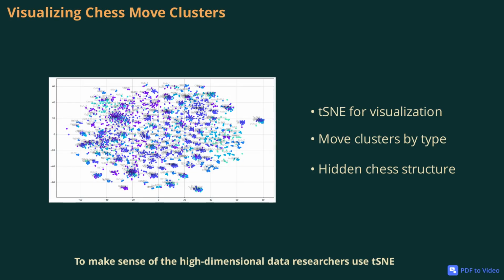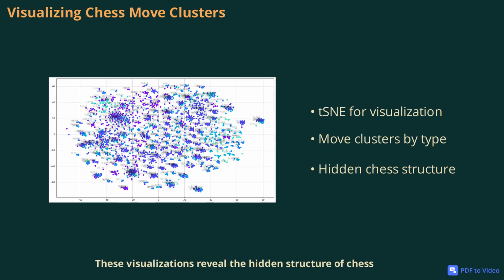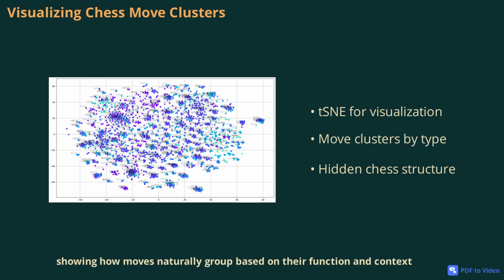To make sense of the high-dimensional data, researchers use TSNE, a tool that projects complex vector spaces onto 2 dimensions. This creates visual maps where similar moves cluster together. For example, opening moves may form one group while endgame moves cluster by piece type. These visualizations reveal the hidden structure of chess, showing how moves naturally group based on their function and context.